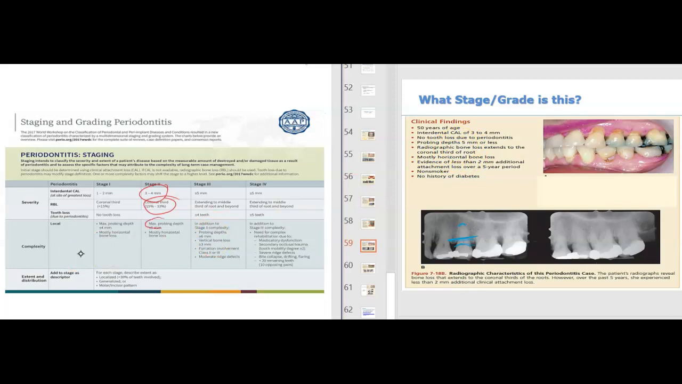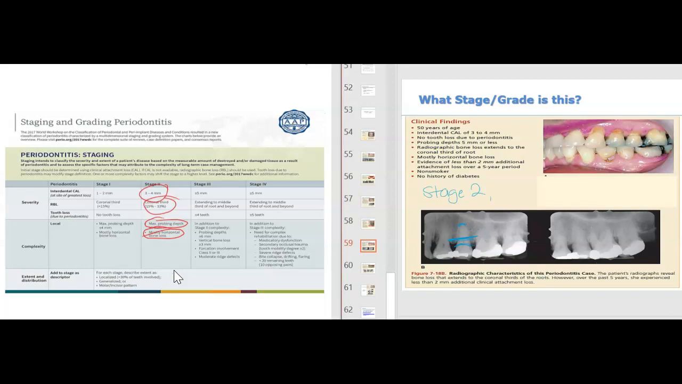This is the highest probing depth, so I'm going to circle this. I'm also going to circle this because most of the bone loss is horizontal bone loss. As we see, it's an even reduction of the bone. So based on this, because I've circled all stage 2, I'm going to say that this person is a stage 2 periodontal client.